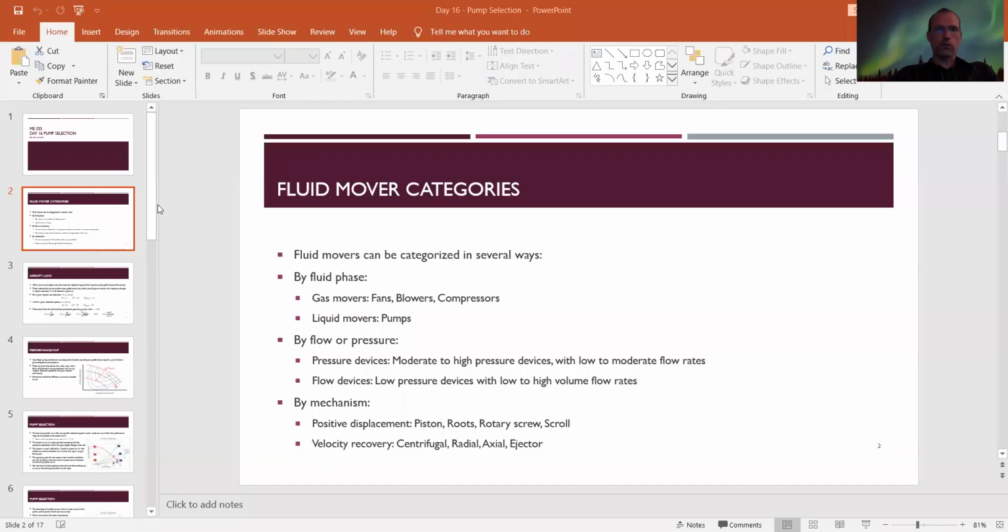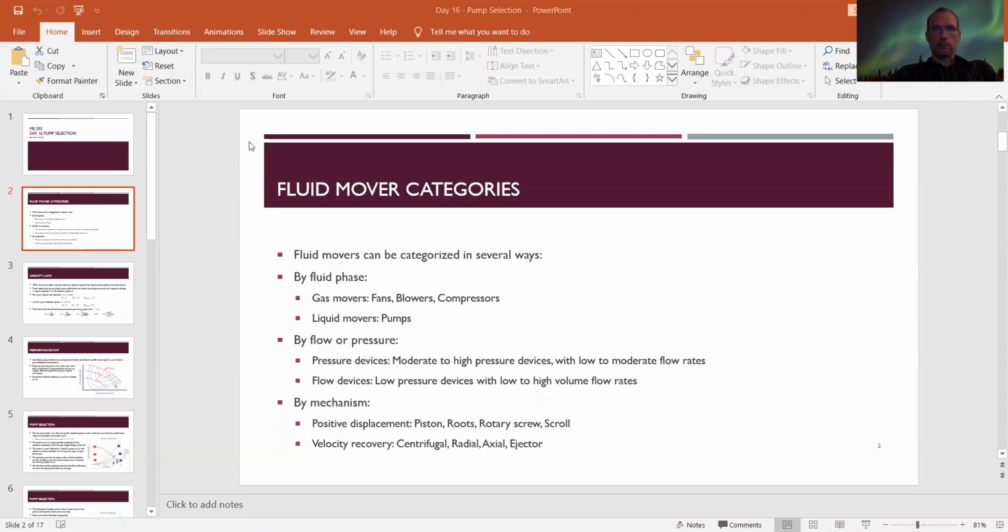So fluid movers in general are classified by a few different things. As I mentioned, we have pumps. We also have things like fans, blowers, and compressors. It depends on what fluid these things are actually moving, so there's a big distinction between how you move a liquid compared to how you move a gas. Pumps generally are for moving liquids, whereas fans, blowers, and compressors generally involve air or gases.